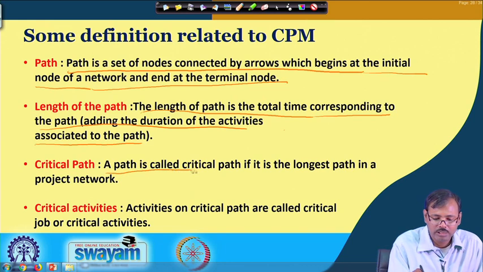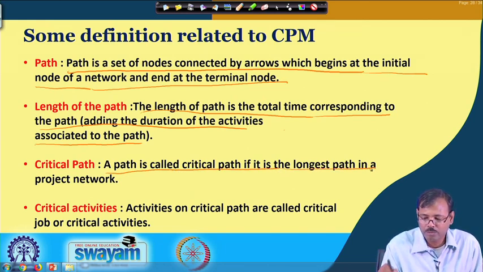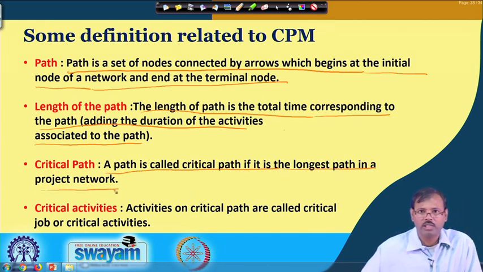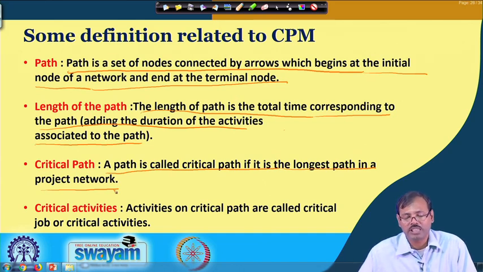Critical path is the longest path in a project network, which takes the maximum time. A project network may have more than one critical path also.